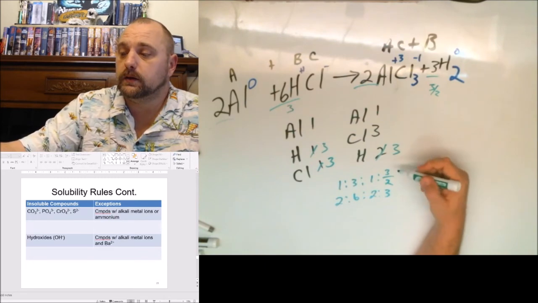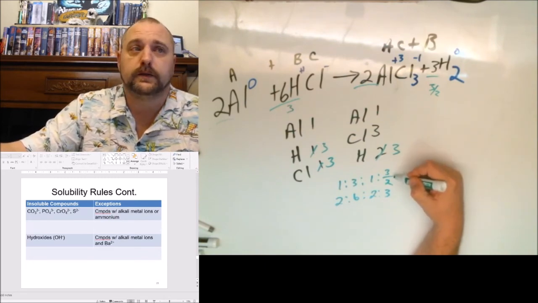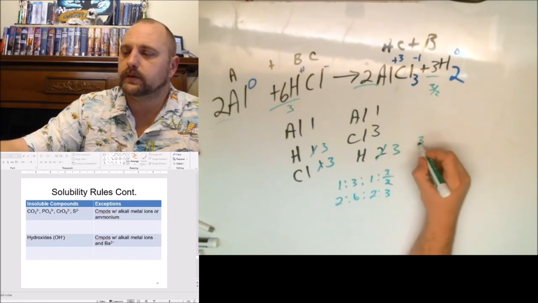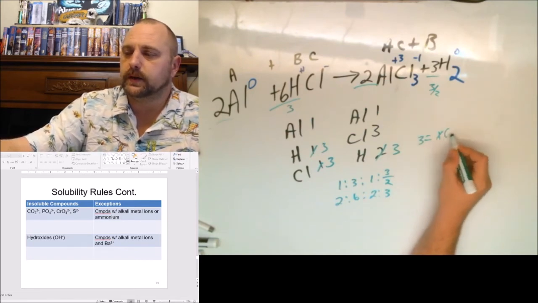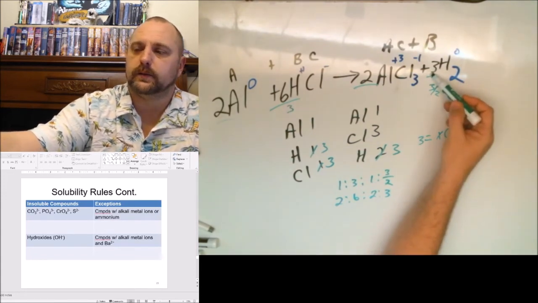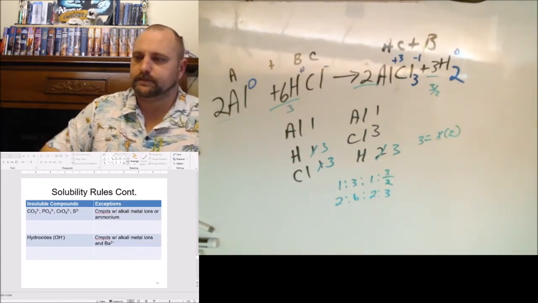So a lot of students are intimidated by the fractions. They're not that difficult. It's the same algebra. All we did was 3 equal to x times 2. This is where the 2 came from. This was our x. Okay.